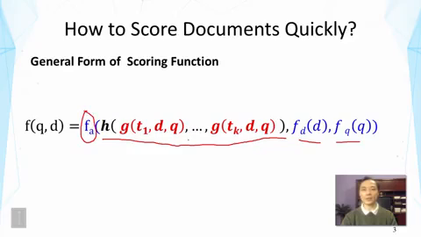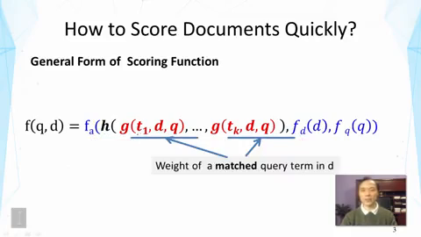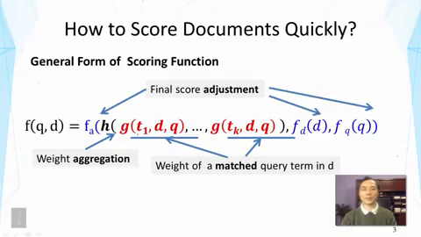Now, inside this h function, there are functions that would compute the weights of the contribution of a matched query term, t sub i. So this function g gives us the weight of a matched query term, t sub i, in document D. And this h function would then aggregate all these weights. So it will, for example, take a sum of all the matched query terms. But it can also be a product, or could be another way of aggregating them. And then finally, this adjustment function would then consider the document level or query level factors to further adjust the score, for example, document length normalization. So this general form would cover many state-of-the-art retrieval functions.